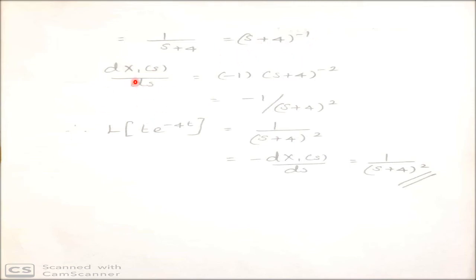Now we have to differentiate it. So minus 1 into s plus 4 the power minus 2, that is equal to minus 1 divided by s plus 4 the whole square. Now the Laplace transform of t into e power minus 4t is equal to, already we have a minus sign in the differentiation, so that minus and this minus convert to plus. So the answer is 1 divided by s plus 4 the whole square.